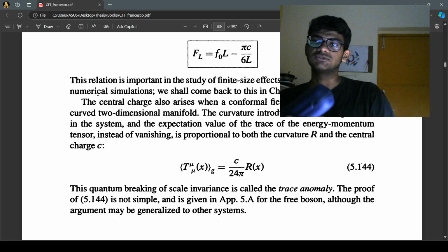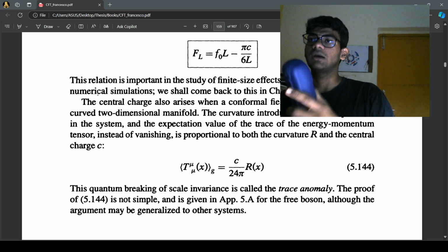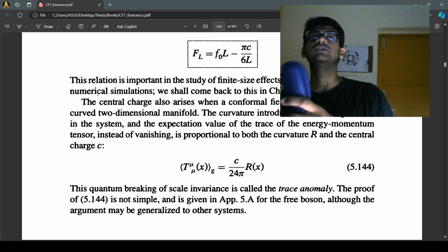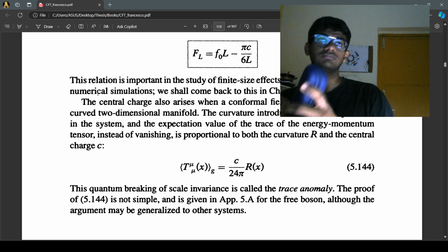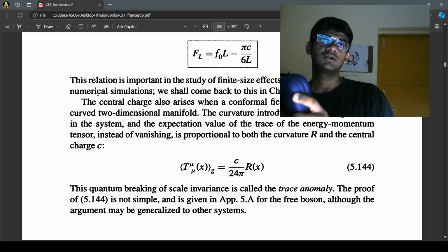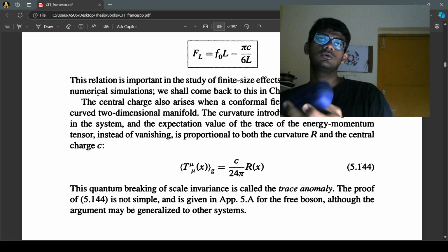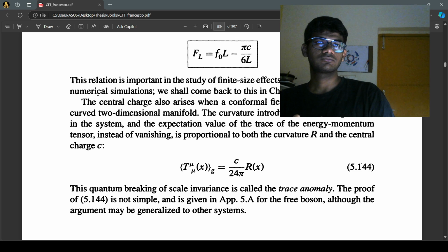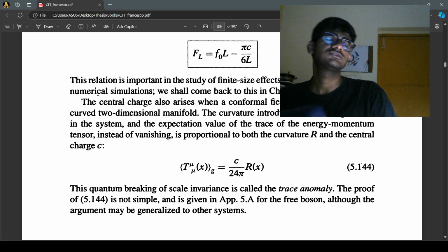How, when you consider a CFT on an arbitrary two-dimensional manifold, you sort of introduce a macroscopic scale into the system, and your T mu nu, the correlation function of your new EM tensor, is non-zero. Why was it zero in the first place?